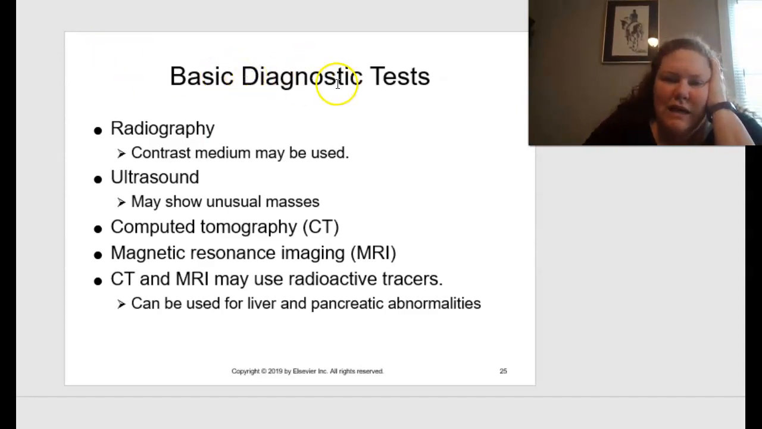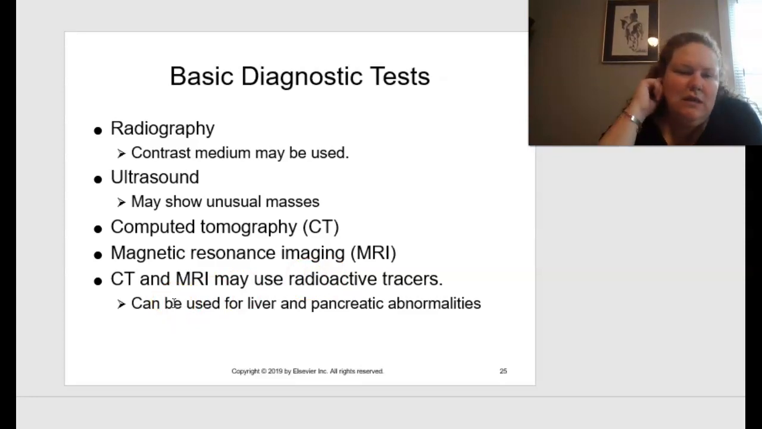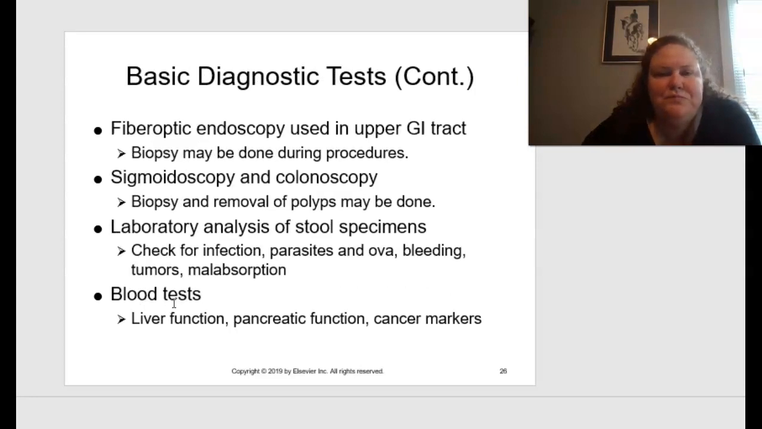So some of the basic diagnostic tests that are available can be radiography, where contrast medium may be used. I've actually had this done to me before, where I've had a barium contrast to see if I had GI issues. Ultrasound may show unusual masses. You can also do CT scans and MRI scans, and the CT or MRI may also use radioactive tracers, and they can be used for liver and pancreatic abnormality diagnoses.